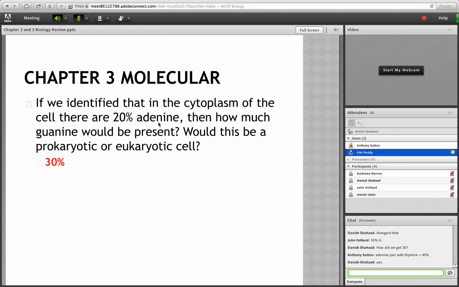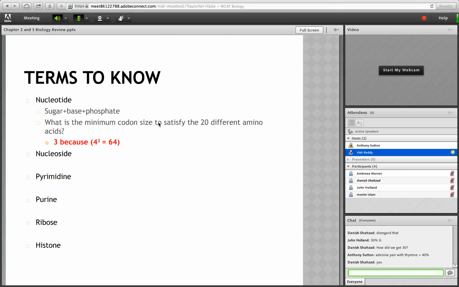Well, the answer is 30%. Great job on that. It is a prokaryotic cell, and we do know that in a prokaryotic cell they don't have any membrane-bound organelles, so they don't have a nucleus. Since they don't have a nucleus, that means everything typically happens in the cytosol.